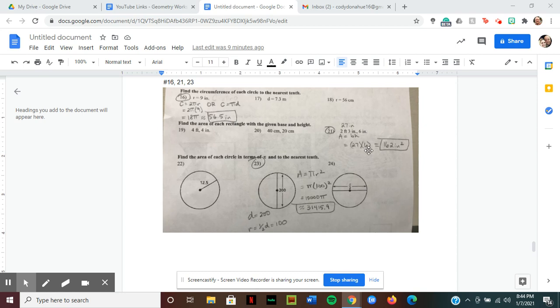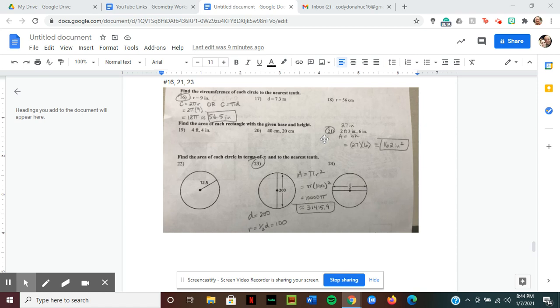Okay, let's look at number 21. The directions are to find the area of each rectangle with the given base and height. So for number 21, we're told that we have a rectangle where one side has a length of 2 feet 3 inches. The other has a length of 6 inches.